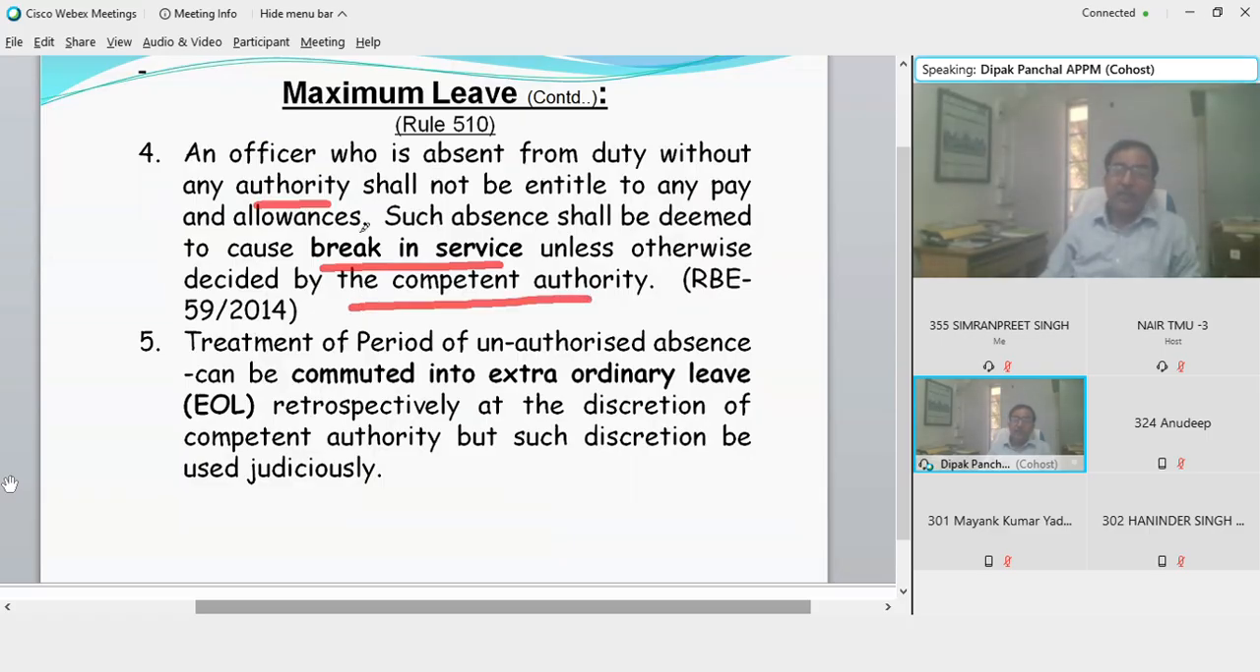So even break in service can be imposed for the unauthorized absence. And once a break is imposed, the continuity will remain, but the benefit of the past service will not be there. All the past service will go away for the purpose of retirement benefit.